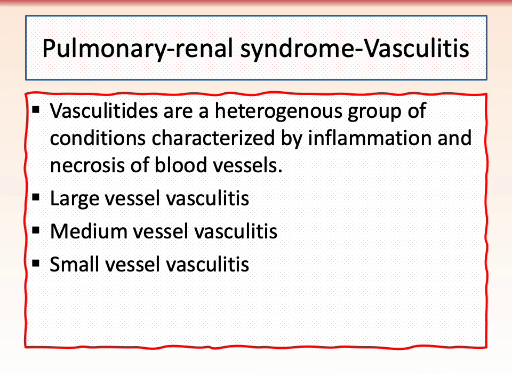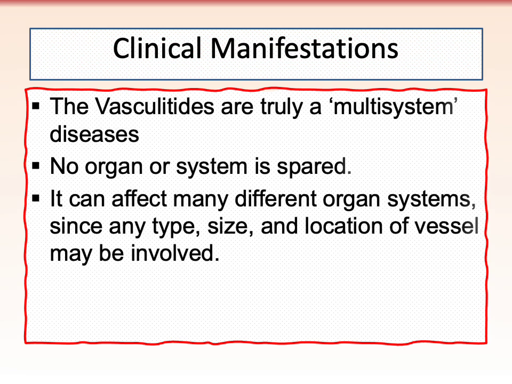Vasculitis is a group of conditions characterized by inflammation and necrosis of the blood vessel. They are classified into large vessel vasculitis, medium vessel vasculitis, and small vessel vasculitis. They are multi-system diseases. No organ or system is spared. It may affect many organ systems, since any type, size, and location of vessel may be involved.